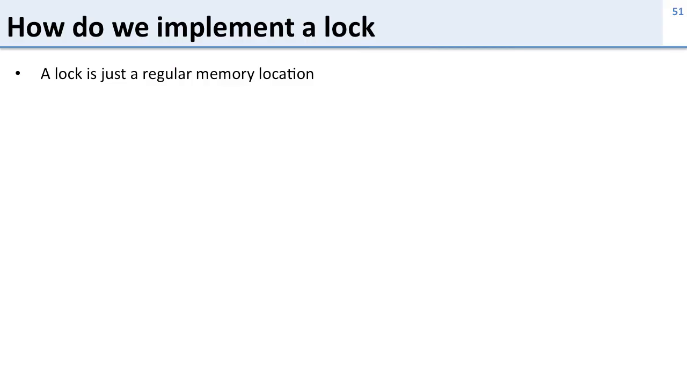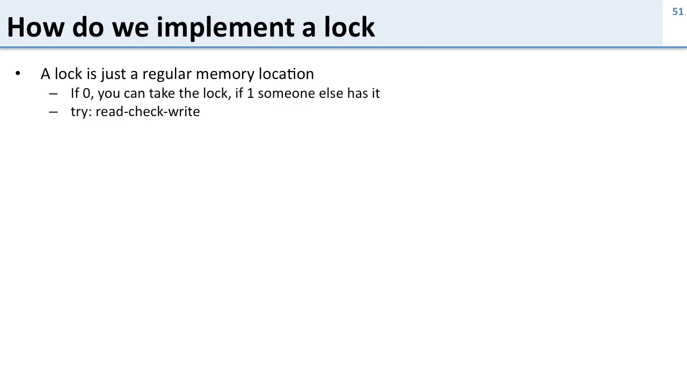So how do we implement a lock? Well, as you saw in that example, a lock is just a regular memory location. If it's 0, it means nobody has the lock, and if it's 1, it means somebody else has it. So to get a lock, we need to try reading it, seeing if it's 0, and if it is 0, writing a 1 to it to say we have it.